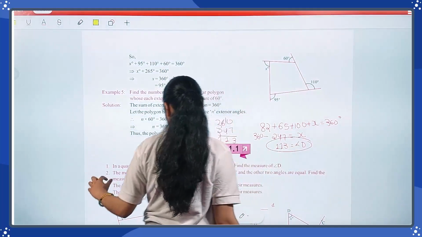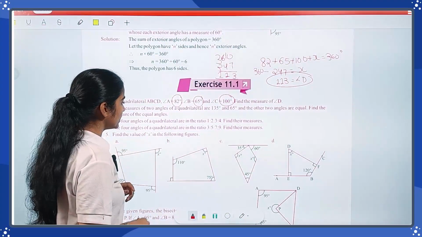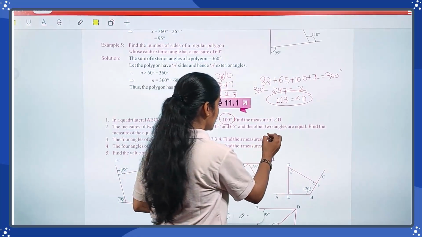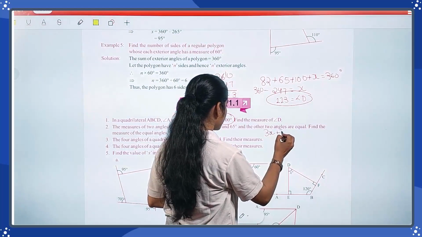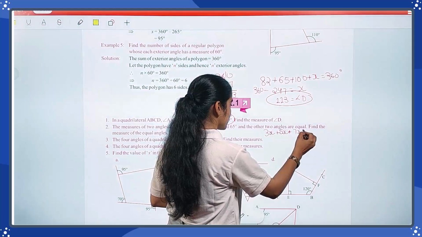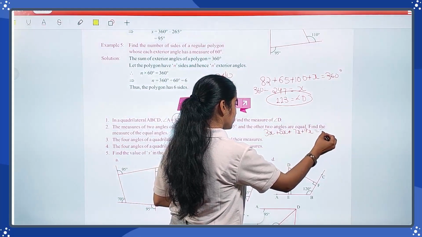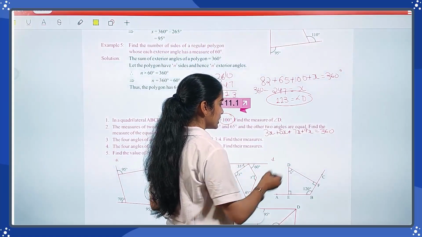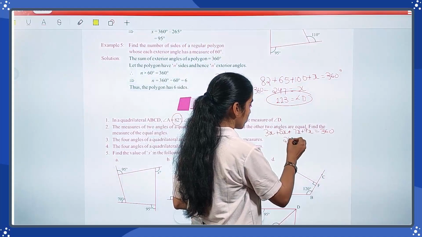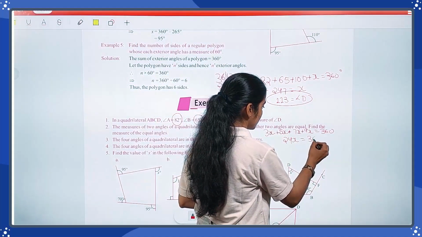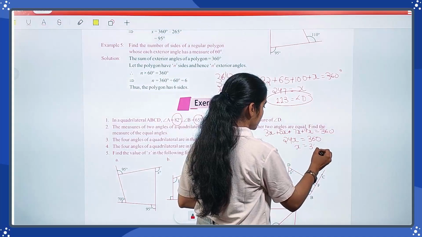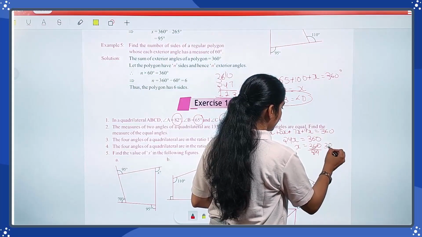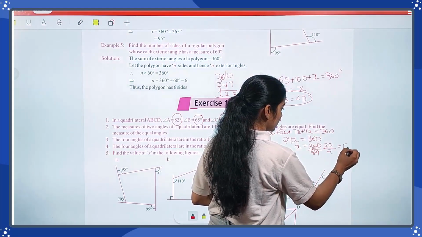Next we have, the four angles of a quadrilateral are in the ratio of 3:5:7:9. Find their measures. So it means 3x plus 5x plus 7x plus 9x is equal to 360 degrees. 3 plus 5 is 8, 8 plus 7 is 15, 15 plus 9 is 24. x is equal to 360 upon 24. So we have 30 and 2 and x is equal to 15.